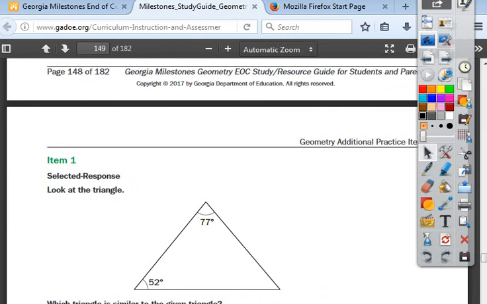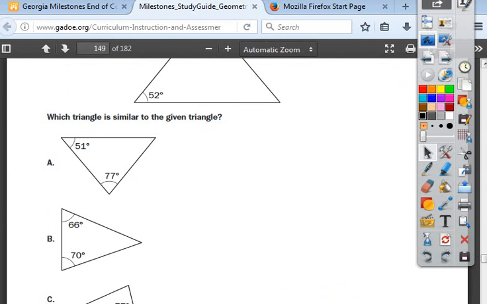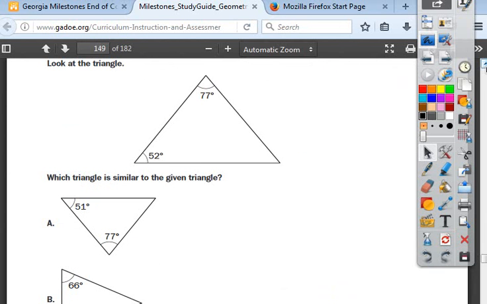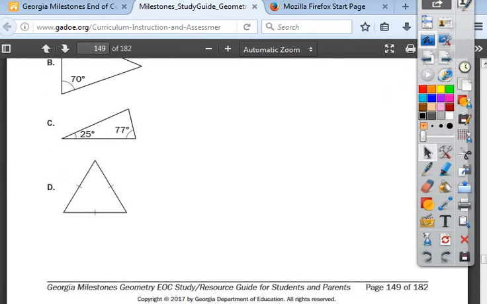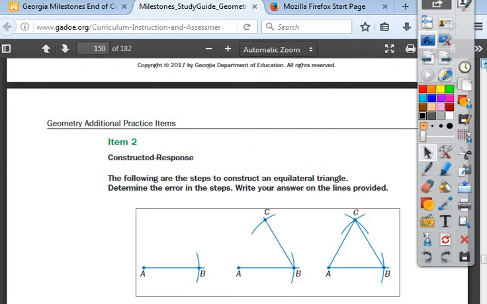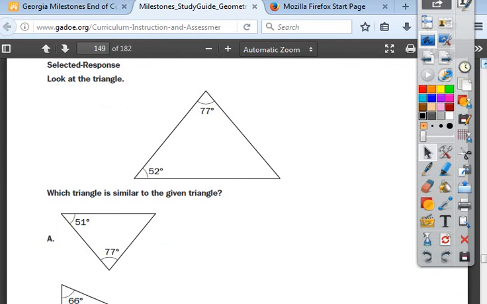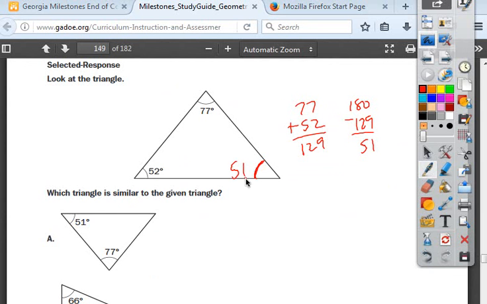Let's see if they got something right here. How would I know if these are similar? What am I looking for on similar? Angles. Are the angles the same? So that's all you would be looking for. So I need 77, 52. I need to figure out what that one is so that I know all three. So 77 and 52, 129. What is that? 51? So I'm looking for something that has a 77 and a 52 and a 51. Well, there it is.